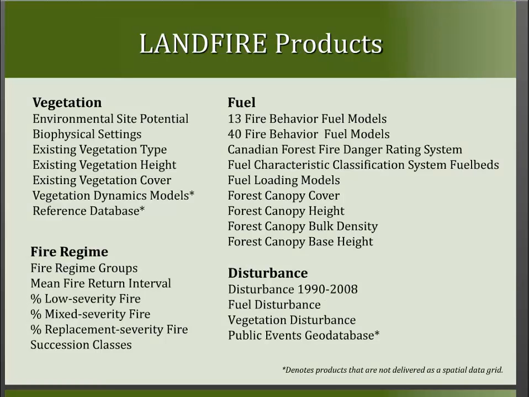So these are the products that people are probably most familiar with, the spatial products or the GIS data. This is a list of the major data sets, though there's more available. And I'm going to point out a few here. One, you'll note that there is the biophysical settings data. So that represents where those ecosystems would have occurred historically based on climate, superficial geology, soils, and other factors. Then we have a suite of existing vegetation data such as type, height, and cover.